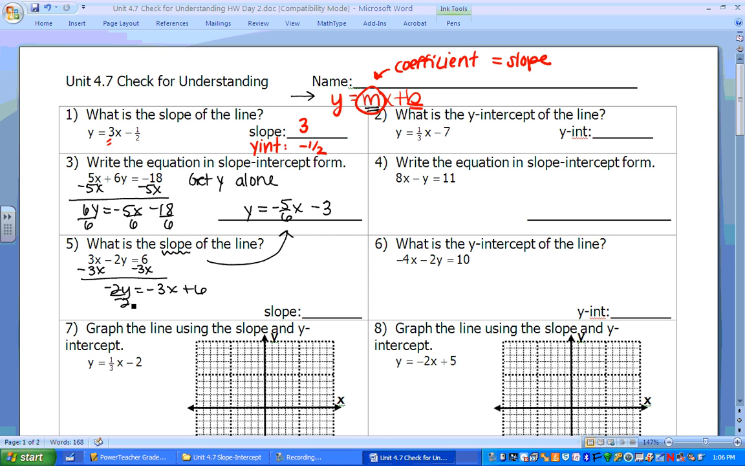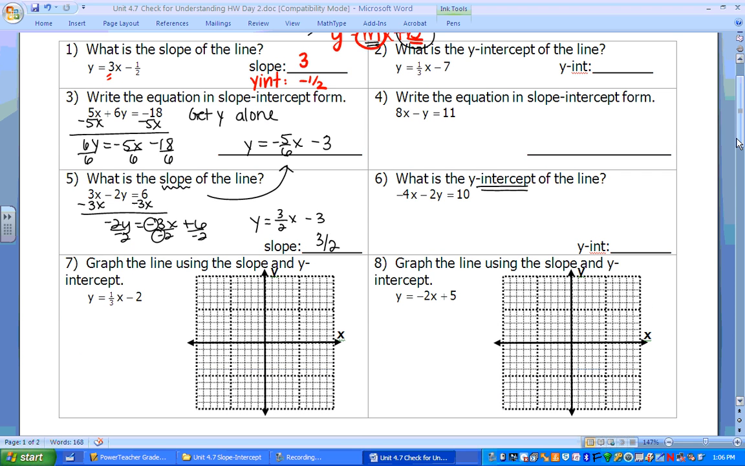Divide each term by negative 2. Y equals positive 3/2 x minus 3. The two negatives simplify to become positive 3/2. And our slope again is the coefficient in front of x. You would do the same steps here, but this time they're asking you for the y-intercept, which, remember, is b.